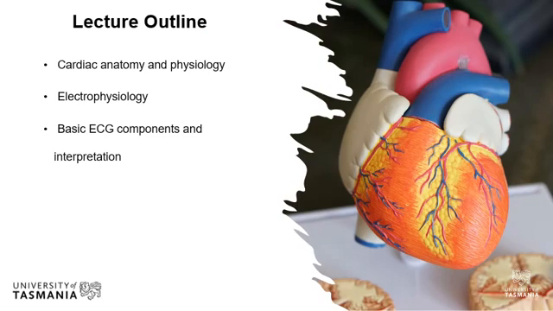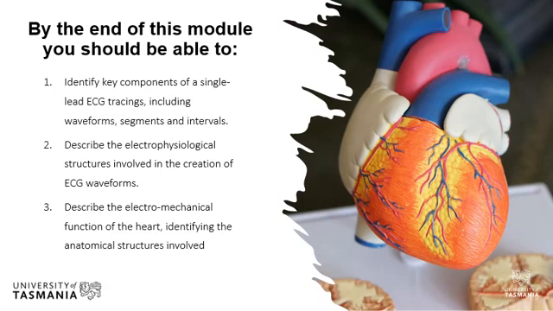In the lecture this week we'll be covering cardiac anatomy and physiology, the associated electrophysiology and the basic ECG components and their interpretation in a single lead format. And by the end of this module, you should be able to identify key components of a single lead ECG tracing, including waveforms, segments and intervals, describe the electrophysiological structures involved in the creation of ECG waveforms, and describe the electromechanical function of the heart, identifying the anatomical structures involved.